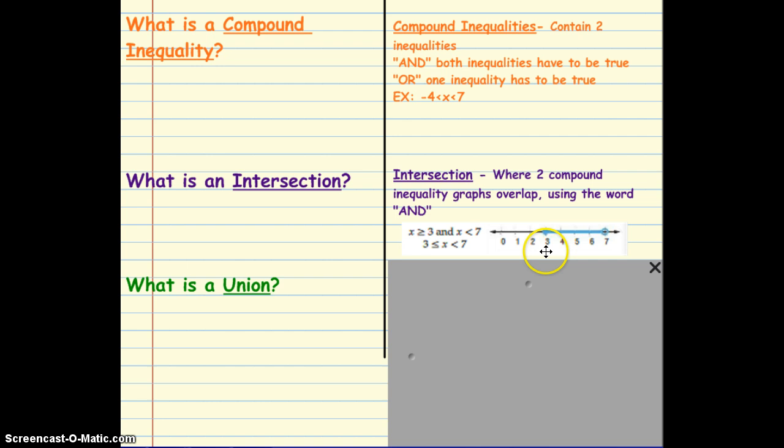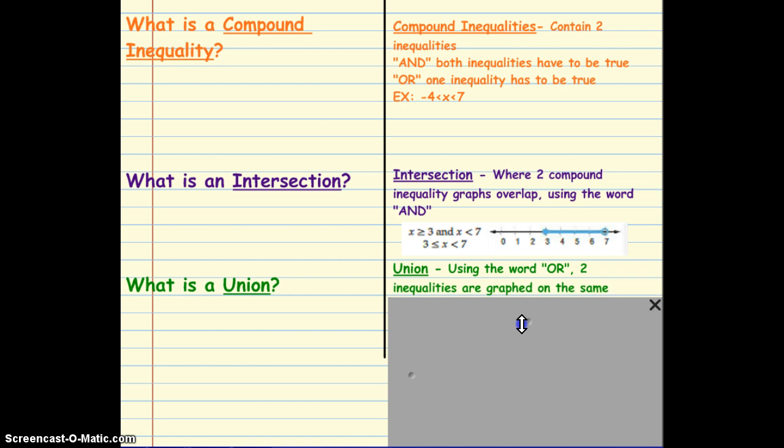So as we graph this, we've got our closed dot on 3, we've got our open dot on 7, and it has to be in between. That x is in between, so our solution is in between those two. That's what we call an intersection.